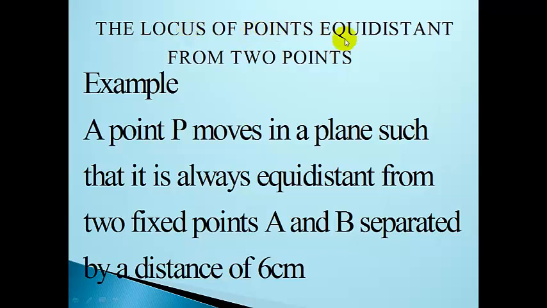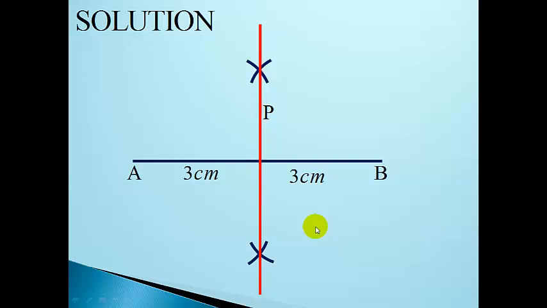Now the locus of point equidistant from 2 points. Take note, from 2 points. Example: a point P moves in a plane such that it is always equidistant from two fixed points. These are the two fixed points we are given, A and B, separated by a distance of 6 centimeters. So if we are searching for the locus of point equidistant from 2 points, that locus is the perpendicular bisector of A and B. Now let's look at what I mean by that.